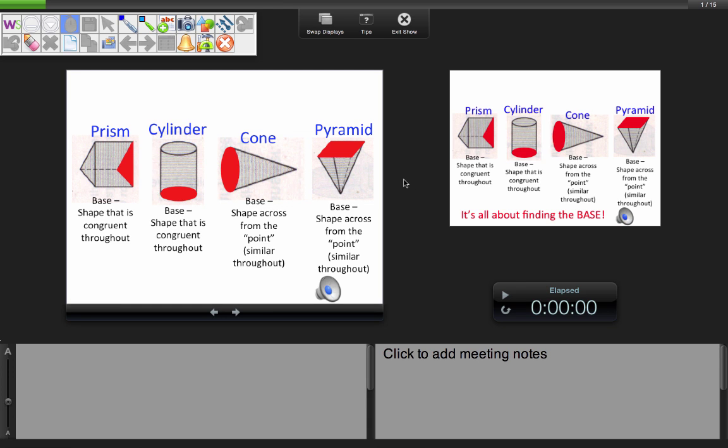All right, what's the most important thing I told you? Focus up here, not across the room. What's the most important thing I told you that you have to look for and identify first? The base. The base, that's right. It's all about finding the base.